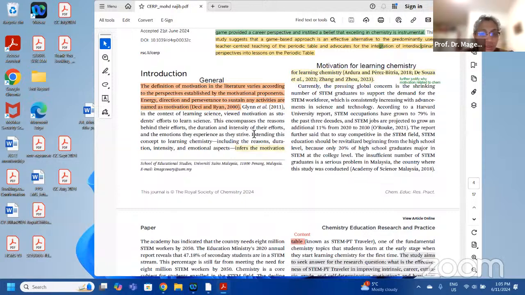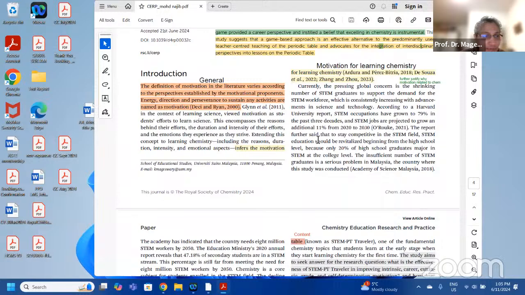So that's why it's very important to say it specifically: whose definition of motivation are you using in this study? So I'm using Glynn. Somebody else might have used another. There are so many perspectives, and the one very close to science education is Glynn. And I said Glynn is very popular in science education, but it is also used in chemistry and by these other people.